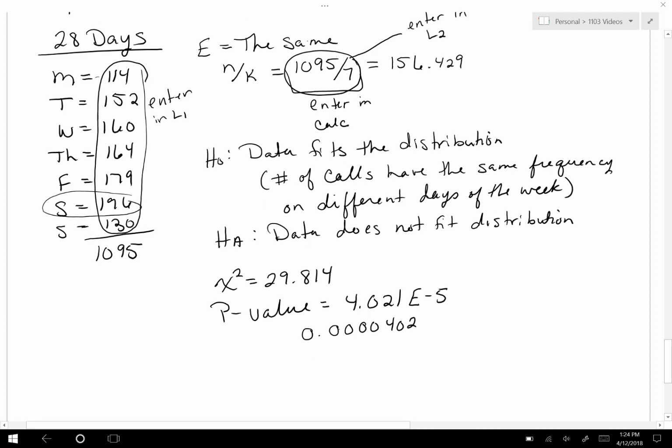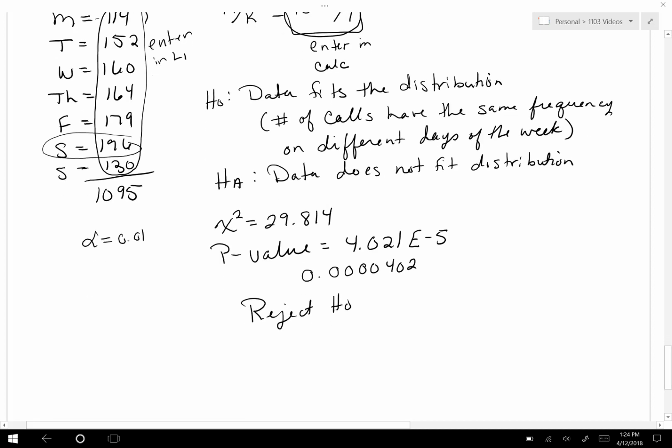So when your p-value is really low, less than alpha, and our alpha is 0.01, so as long as our p-value is smaller than that, we're going to reject the null hypothesis. Since we're rejecting the null hypothesis, that means that our data does not fit this distribution. So in our conclusion statement, I'm going to go ahead and write that out, and then I'll start the video back up.